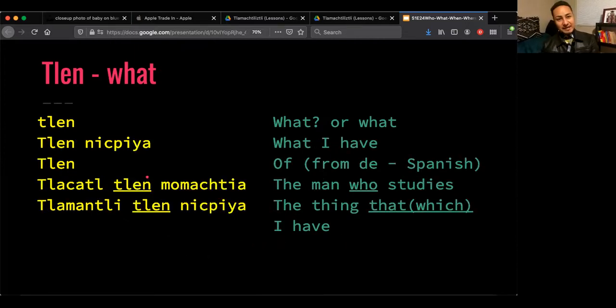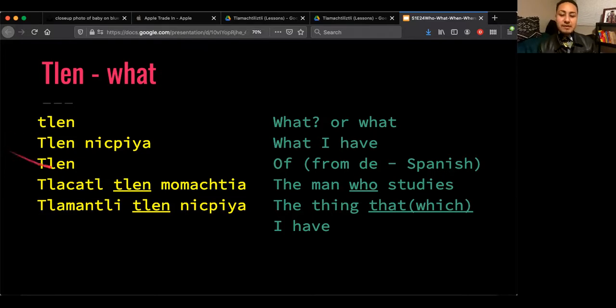But this word tlen, like I told you, it has many, many uses. And it's not just the use of what. So one of the uses, like I said, you could ask it as a question, like, what are you doing? Tlen tikchiwa. But it could also be part of the answer as the thing that I am doing. So if I say, what do you have? Tlen tikpiya, what do you have? And you would say, tlen nikpiya, what I have is, and then you would say whatever you had, right? So this tlen is also like the answer, the thing that you have.